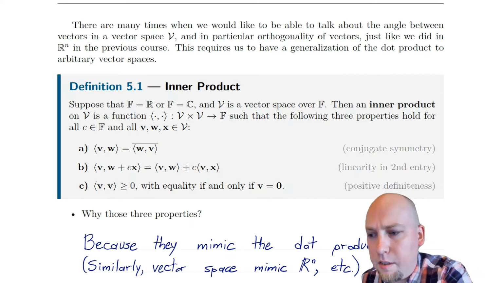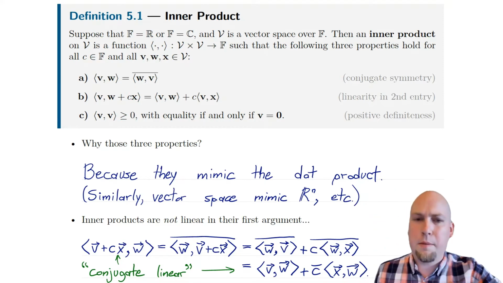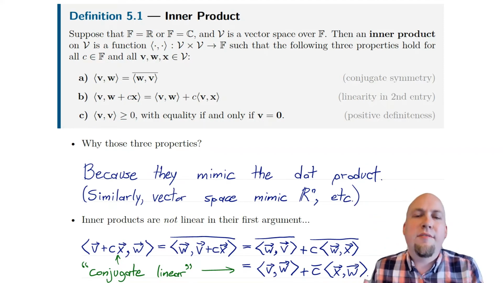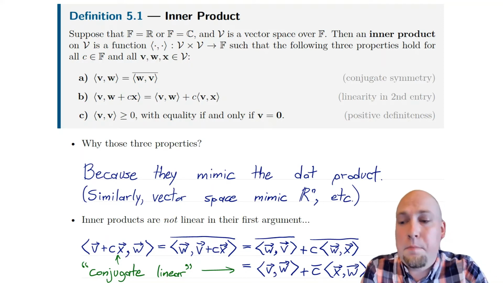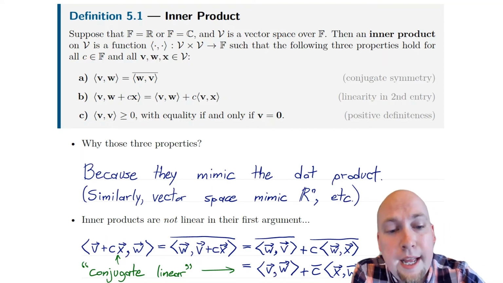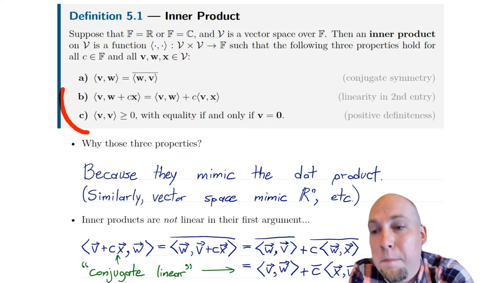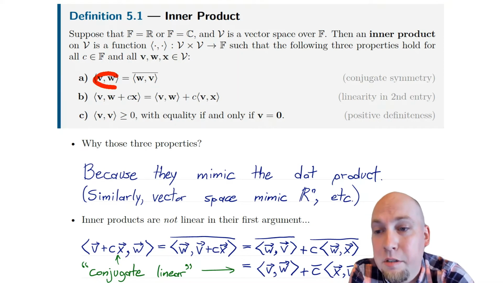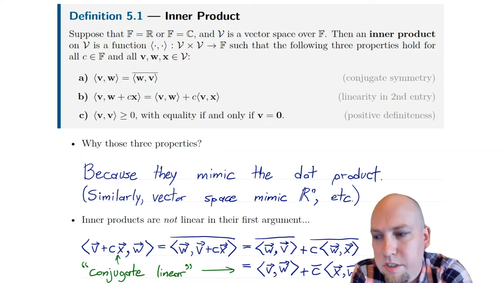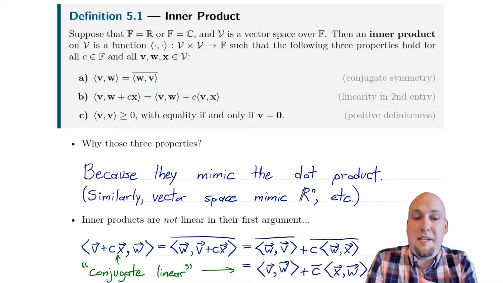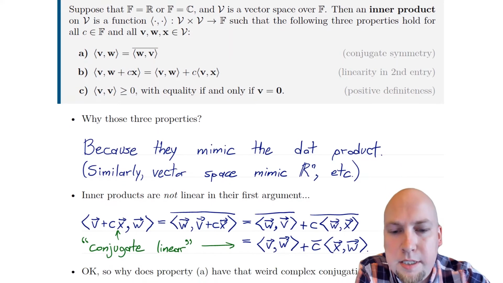Okay, another question that pops up when you look at this definition is, well, why these three properties here? Why properties A, B, and C? And of course, the reason for those three properties is because we want this to mimic the dot product on Rn, right? And if you go back to introductory linear algebra, right after you saw the dot product, you would have seen properties that looked exactly like this, except written using dot product notation rather than inner product notation. Okay, so it's just like vector spaces. We define vector spaces to mimic Rn. Well, we define inner products to mimic the dot product.